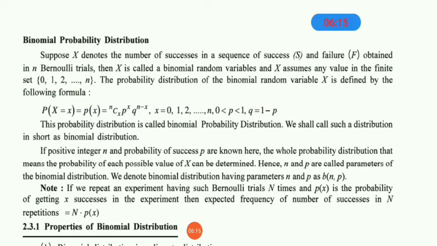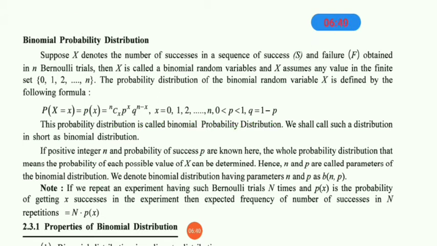P of X equals x is equal to nCx, the combination nCx, times p raised to the power x, which means success raised to power x, times q raised to power n minus x, which means failure raised to n minus x. The value of x is between 0 and n, the value of p is between 0 and 1, and q equals 1 minus p.